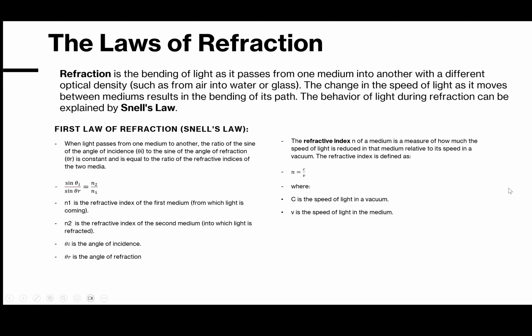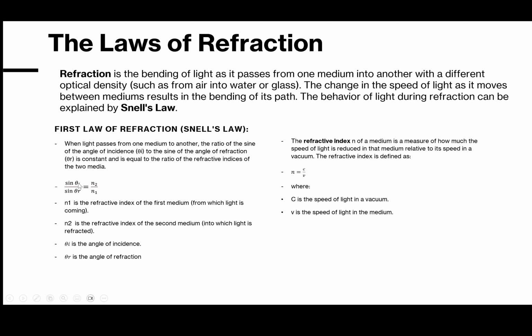But for refraction now, we have the first law of refraction, otherwise known as Snell's law. When light passes from one medium to another, the ratio of the sine of the angle of incidence to the sine of the angle of refraction is constant and is equal to the ratio of the refractive indices of the two media.